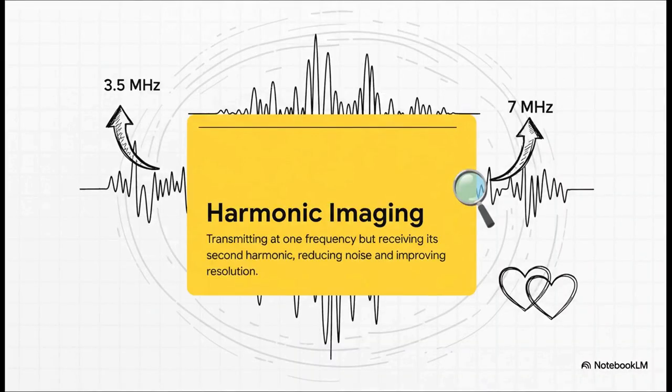All right, let's talk about harmonic imaging. This is a really cool piece of tech that has dramatically improved our 2D images. Here's how it works. The machine sends out sound waves at one frequency, let's say 3.5 megahertz, but then it cleverly listens only for the echoes coming back at double that frequency, so 7 megahertz. This second harmonic frequency is actually generated by the tissue itself as the sound passes through.